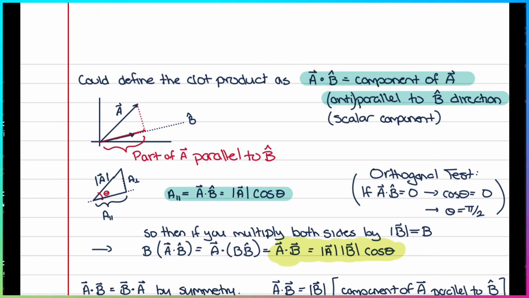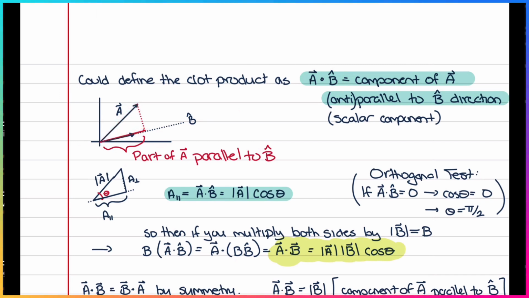So let me draw this with a picture. Let me throw down the axes, and let me have some vector A and then some other vector B. I'm going to use this to define the b hat direction. And I'm going to ask myself, given this vector, what part of this vector is parallel or anti-parallel to b hat? Well, then that's just this component right here.